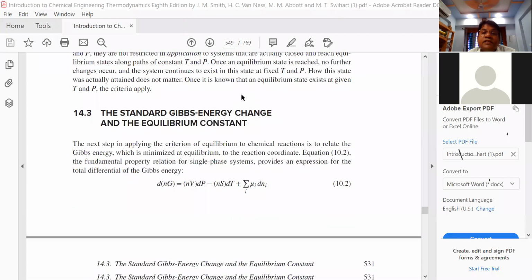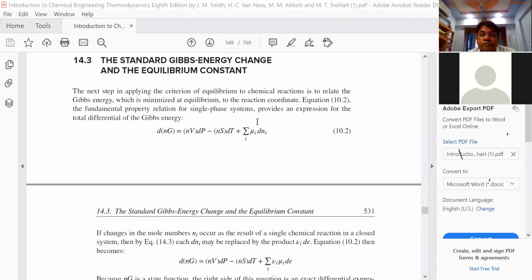So this next section is the standard Gibbs energy and the equilibrium constant. We have studied in our solution thermodynamics that dG is equal to VdP minus SdT. From that comes d of nG, where n is the number of moles and nG is the total Gibbs energy, equal to VdP minus SdT plus summation of mu i dni.